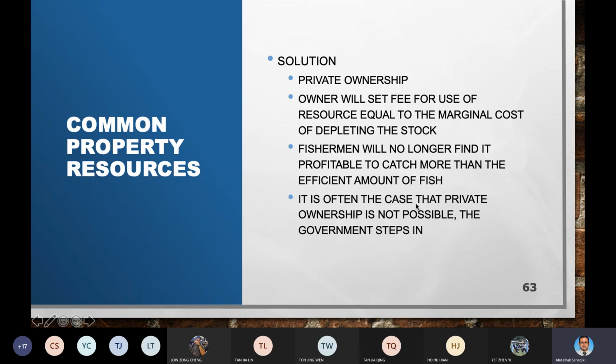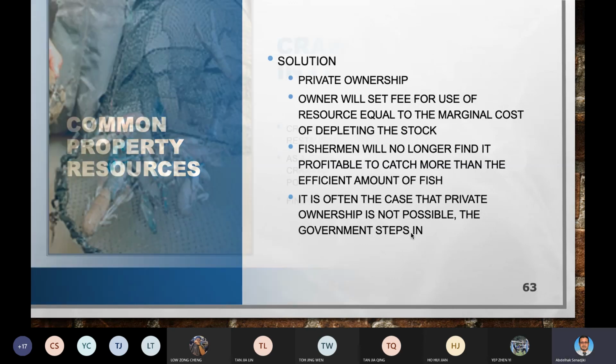It is often the case that private ownership is not possible. Then the government steps in.